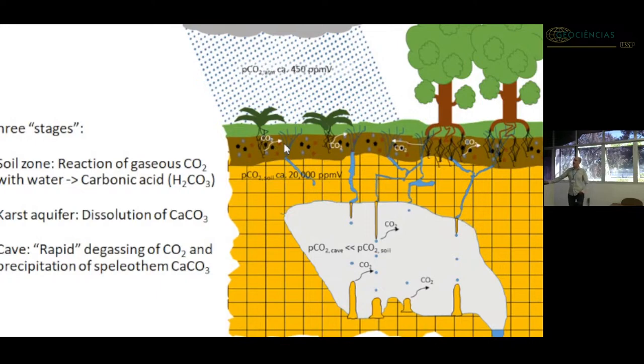Carbonic acid is formed, and this acidic water then seeps further down into the carbonate host rock through fissures and cracks in the host rock, and dissolves calcium carbonate from the host rock. And in the last stage, the same solution, which is up here with a high PCO2, enters the cave system, which has a much lower PCO2 than above the cave. So the excess CO2 from the solution can rapidly degas from the solution. The solution gets supersaturated with respect to calcite, and eventually you get the formation of all different kinds of speleothems.